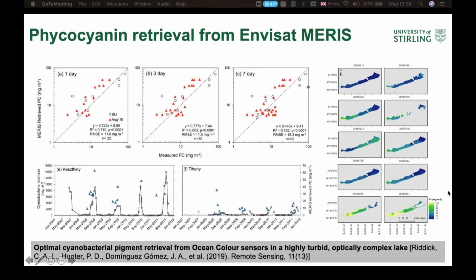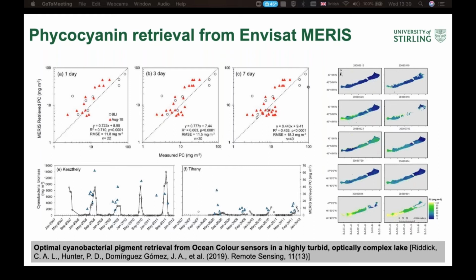I'd like to illustrate this point by showing another example coming from our pet lake here, Lake Balaton, where we used the MERIS sensor to retrieve phycocyanin. We first developed a retuned model for retrieving phycocyanin from satellite data. This is the top set of the 3 figures, the matchup of satellite-retrieved phycocyanin against the measured phycocyanin within 1, 3, and 7 days.